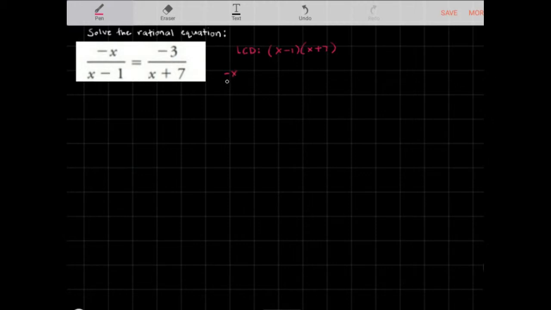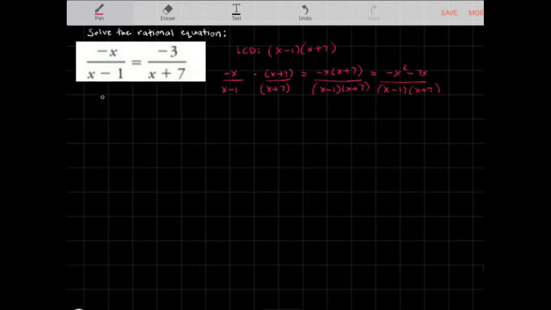So you want to make equivalent fractions where the denominator matches the lowest common denominator. I'm going to multiply the rational expression on the left by x plus 7 in the numerator and denominator to create an equivalent expression, right? So you have negative x times x plus 7 over x minus 1 times x plus 7. If I expand this, you get negative x squared minus 7x. Now you don't need to expand the denominator. You can just keep it as x minus 1, x plus 7.